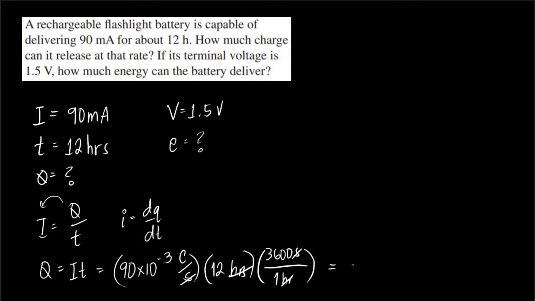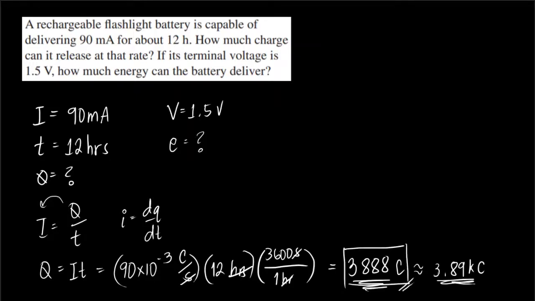So with that, you should find 3,888 coulombs, or 3.89 kilocoulombs. It's a very, very big amount. In just one coulomb, there are already so many electrons. Anyways, either of these two values are good answers.